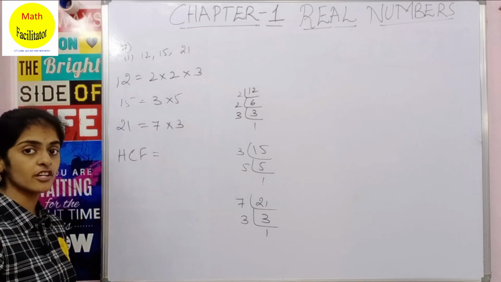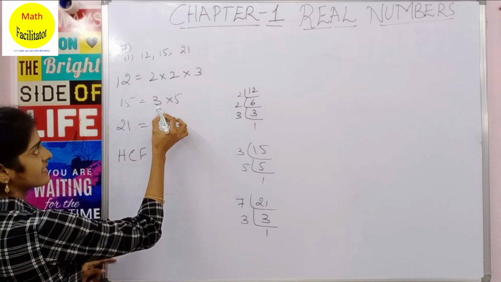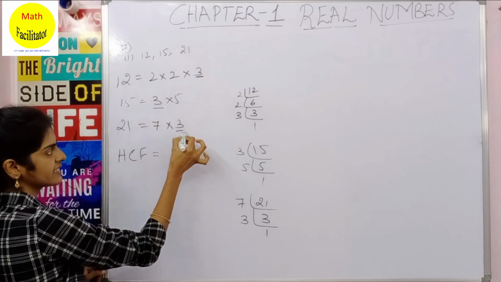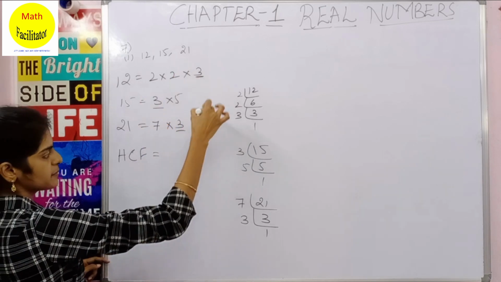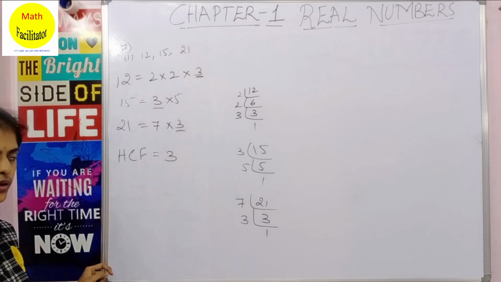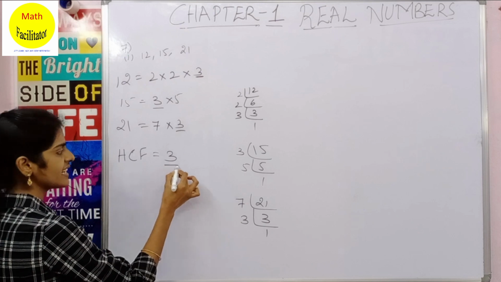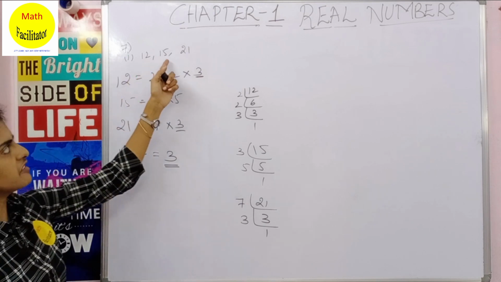Now I want to find the HCF of these three numbers. How do you get the HCF? You will take the numbers which are common. So here you have 3, 3 and 3. So 3 is common in all the prime factors. So write 3. Now is there any other factor which is common? No. So 3 is the HCF of 12, 15 and 21.